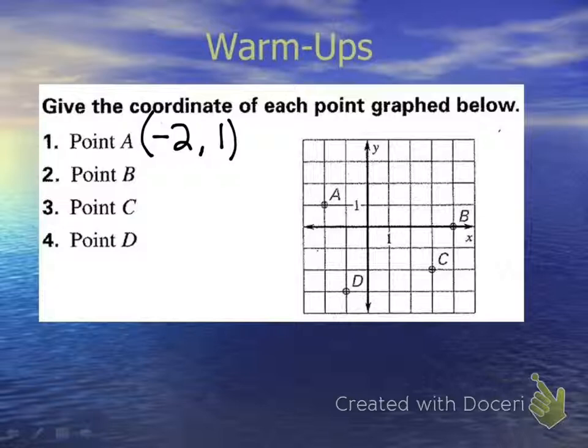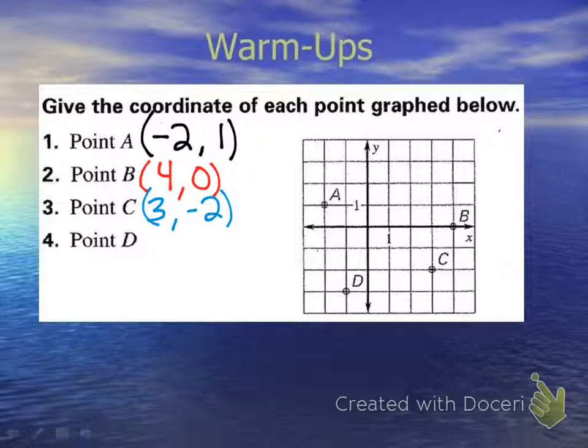All right, point B is over here. How many spaces? 4. So the first number is a +4. And then did I go up or down at all? No, so I put a 0. All right, C is over here. How would you get there? 3, and then down 2. How do I write a down 2? Yeah, 3, -2. Good.